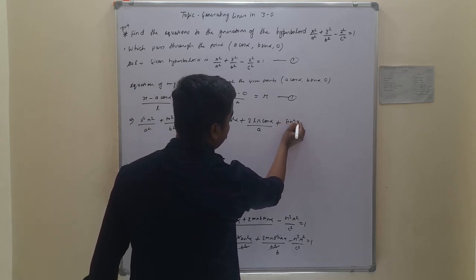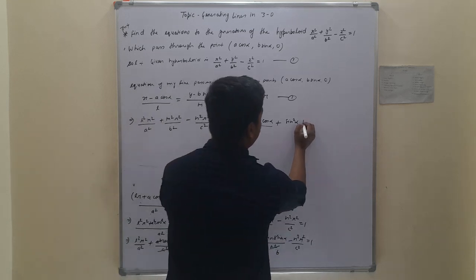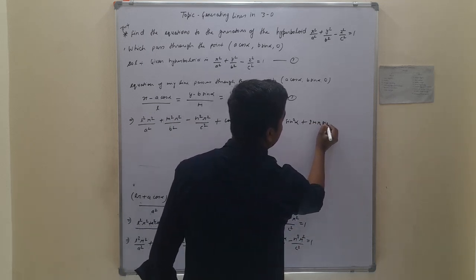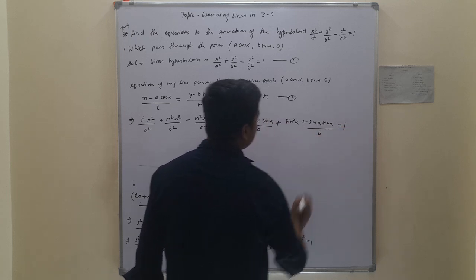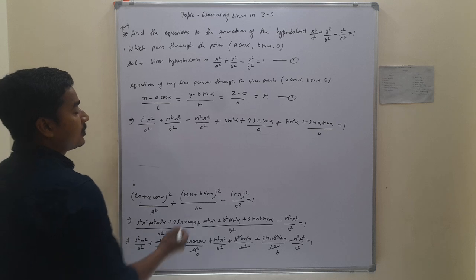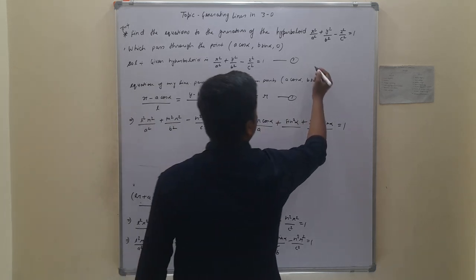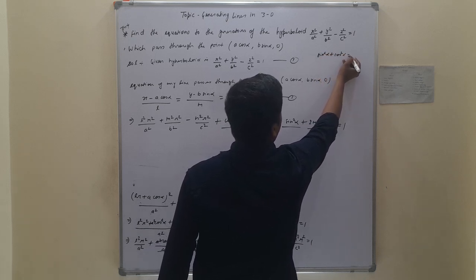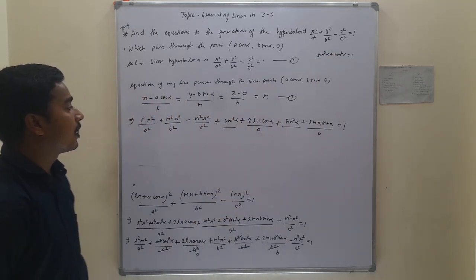plus sin square alpha, and plus 2mr sin alpha upon b is equal to 1. From here cos square alpha plus sin square alpha we put from trigonometry as 1. We know that sin square alpha plus cos square alpha is 1 from trigonometry, so we put 1 in place of sin square alpha plus cos square alpha.